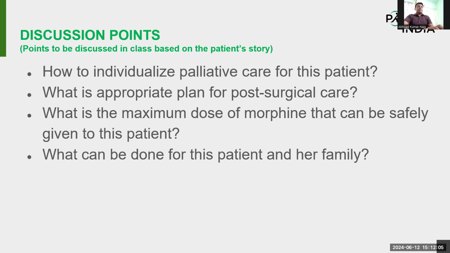That's all. Discussion points: How to individualize palliative care for this patient? What is the appropriate plan for post-surgical care? What is the maximum dose of morphine that can be safely given to this patient? What can be done for this patient and her family? What more can be done?